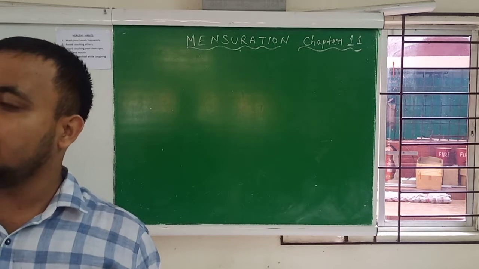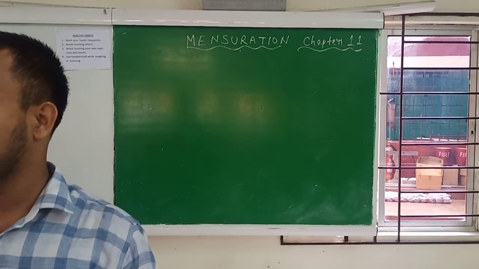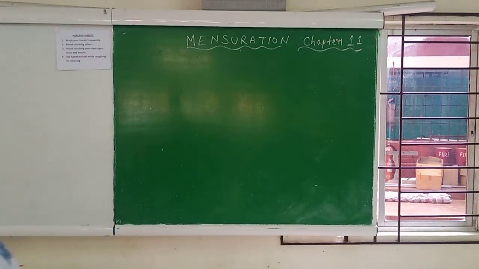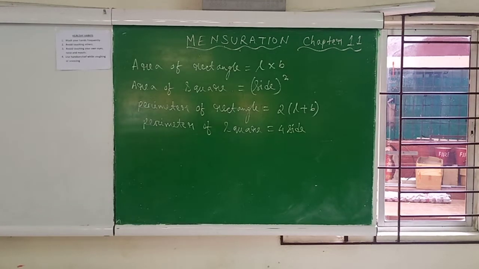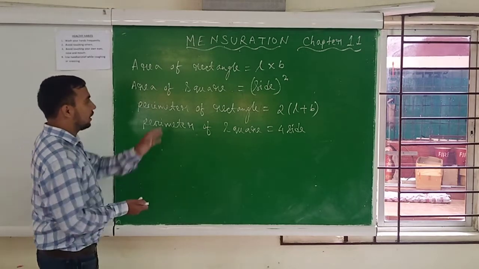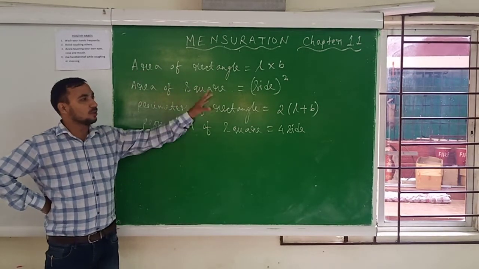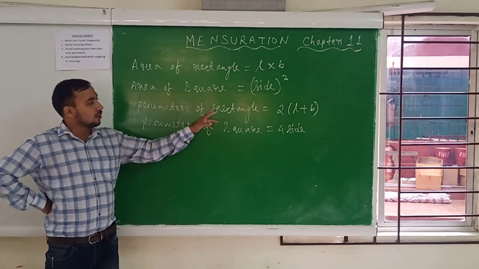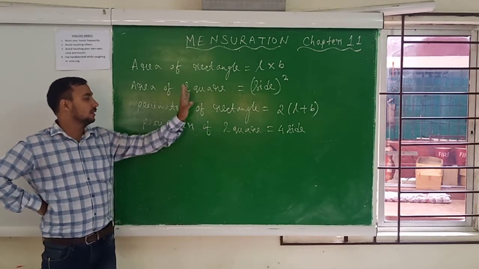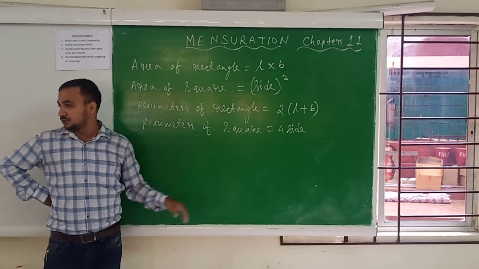Okay. So now we will write the formulas. Please start writing. Area of rectangle. Now these things we always do, you are regular with this. Area of rectangle is length into breadth. Area of square is side square. Perimeter of rectangle is 2 into length plus breadth. And perimeter of square is 4 into side.